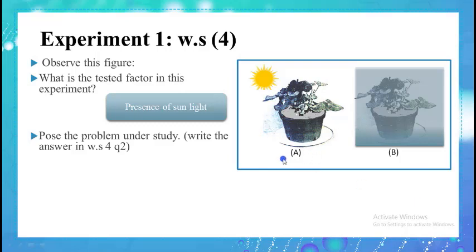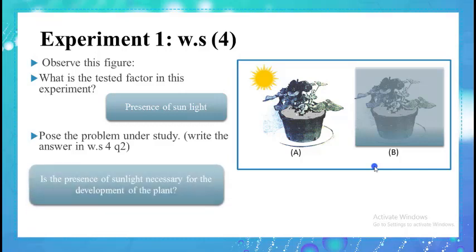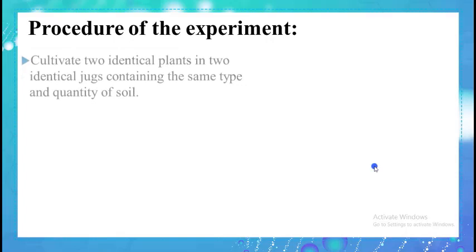Here when we find plant A is exposed to sunlight while plant B is put in a box, then what is the problem of this experiment? What is the question that comes to your head when you observe this figure? Is the presence of sunlight necessary for the development of plants? This is the question or the problem. What shall we do to find the answer? We are going to make an experiment. Let's see the procedure of the experiment.